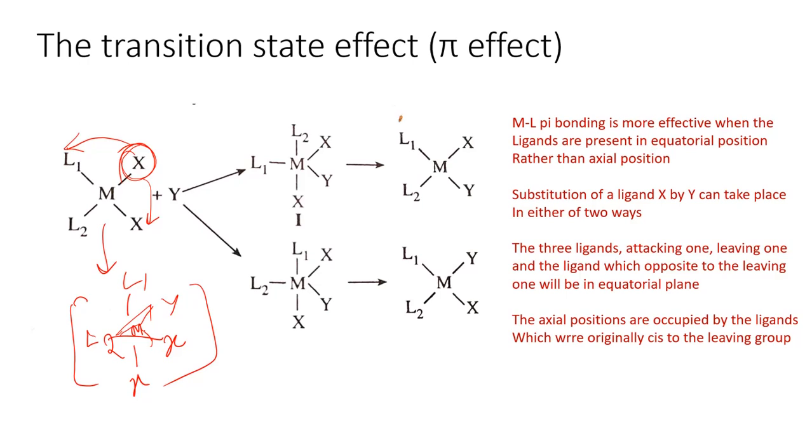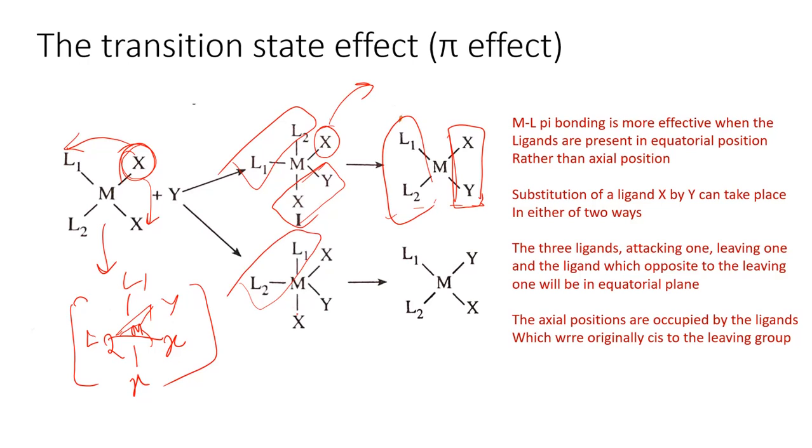So now when the X is removed, you can just draw the simple square planar structure, where X and Y would be just in cis position, and L1 and L2 would be in the opposite direction, adjacent to each other, while X and Y would also be adjacent to each other, in the cis position. So it is easy to draw the second step, right?